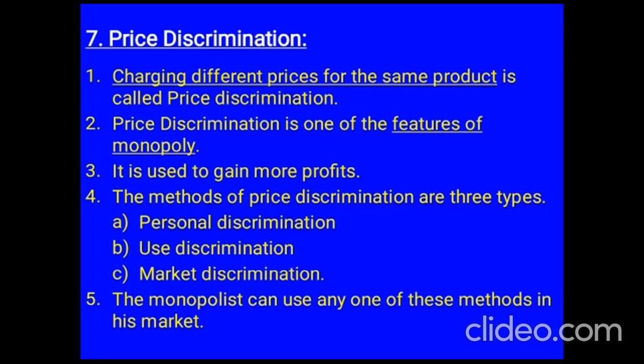It is used to gain more and more profits, because here the seller is fixing the prices. For a single product, we are fixing more than one price. So it is used to gain more and more profits for the seller. Next, the methods of price discrimination are of 3 types: personal discrimination, use discrimination and market discrimination. The monopolist can use any one of these methods in his market.